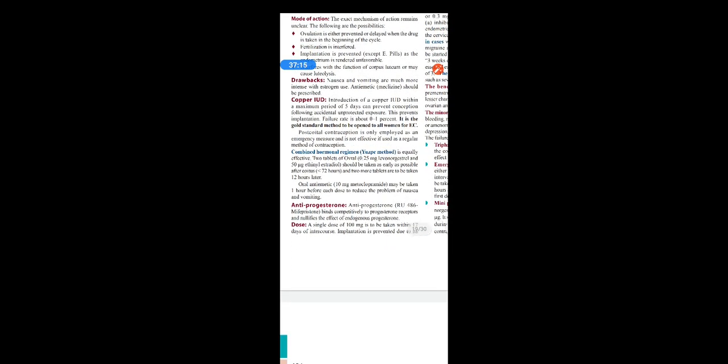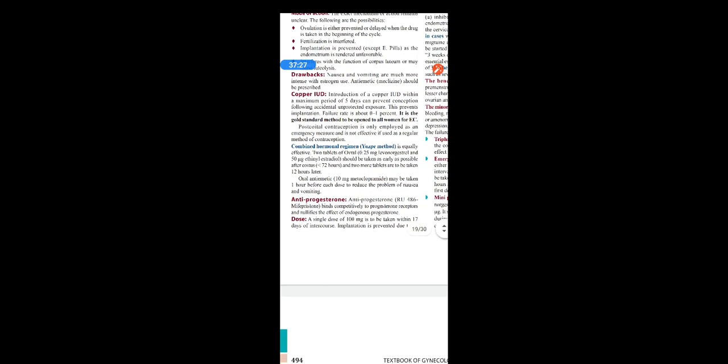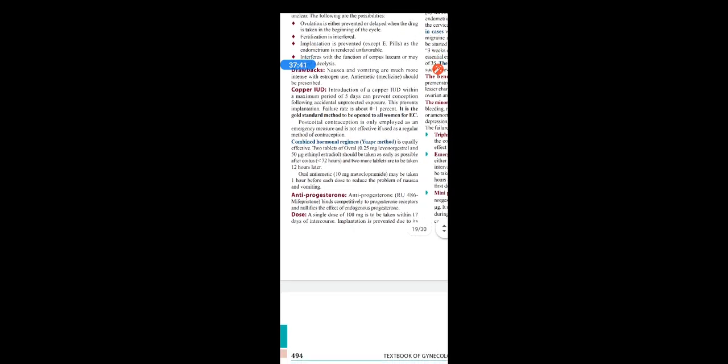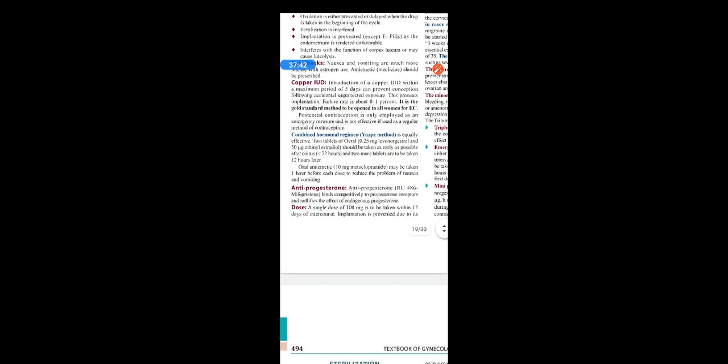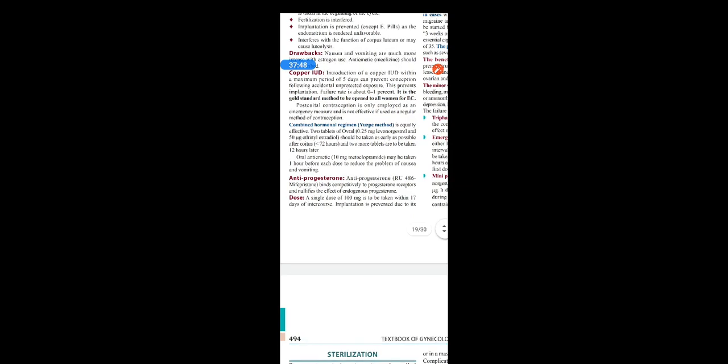Copper IUDs: introduction of a copper IUCD within a maximum period of 5 days can prevent conception following accidental unprotected exposure. This prevents implantation. Failure rate is about 0 to 1%. It is a gold standard method open to all women for EC, that is emergency contraception. So the gold standard method of emergency contraception is copper IUCDs. Postcoital contraception is only employed as an emergency measure and is not effective if used as a regular method of contraception.